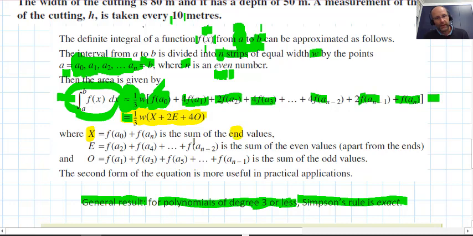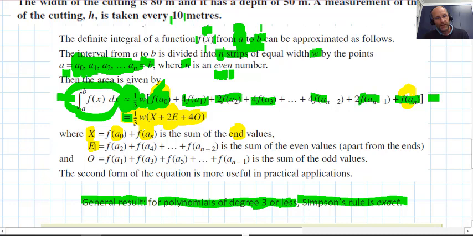I think of X, extreme, the X sound. So it's the sum of the two end values. Did you see that there? There's only one lot of that. So it's f of a naught plus f of a sub n. Then we go 2 times e.